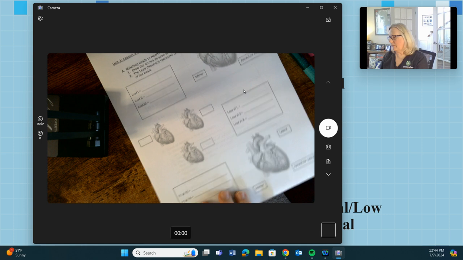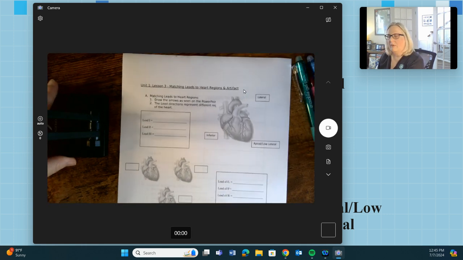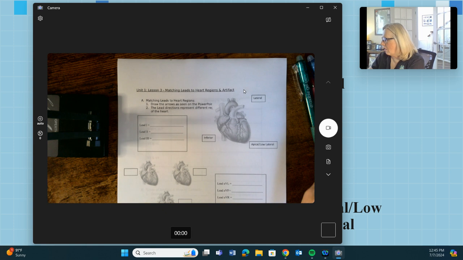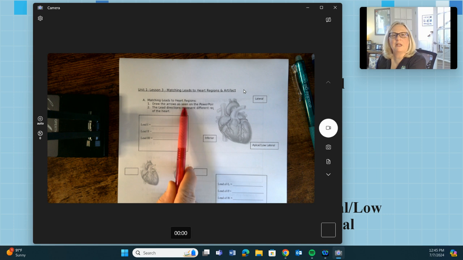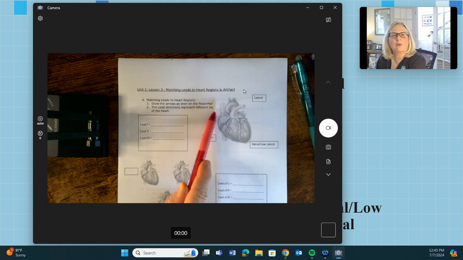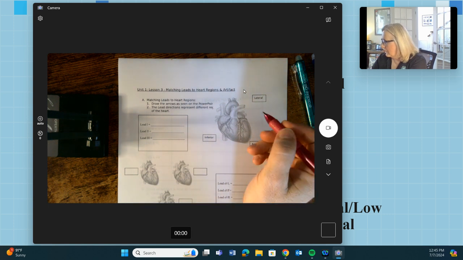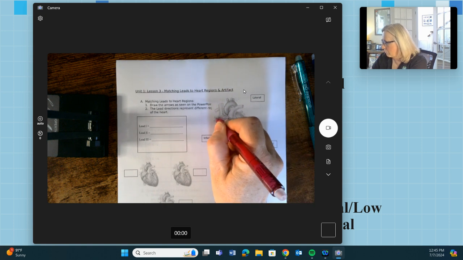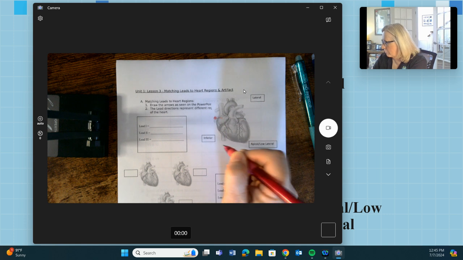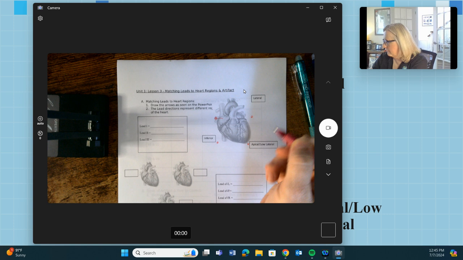Here's my paper. I have exactly what you have. Move my camera just a little bit. On the first one, draw the arrows as seen on the PowerPoint. The arrows that we've seen here, and the lead directions, represent different regions of the heart. For lead 1, I would like you to draw the arrow across. Remember, lead 1 goes from the right arm. If you want to draw your 4 little circles that we did the other day, you certainly can.